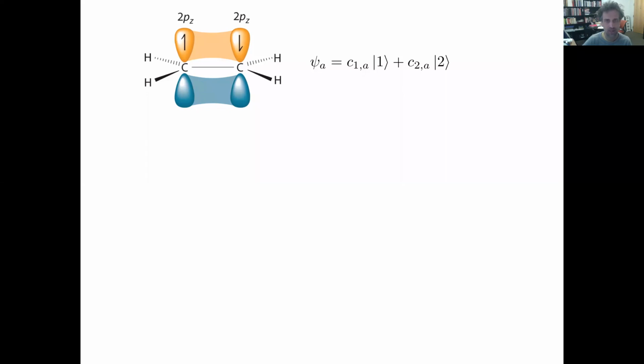The first one we can call psi A. That's a linear combination of atomic orbital 1 and atomic orbital 2. And then there's also an option B, which is also a linear combination, and it differs only by the values of those coefficients in front of it. So our job, of course, is to find those coefficients.